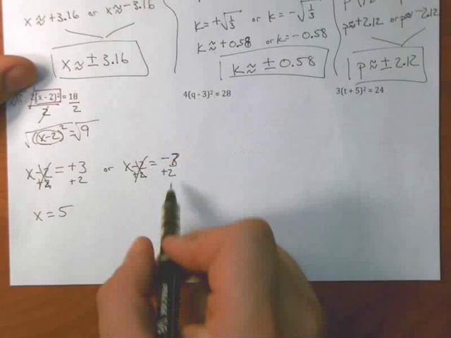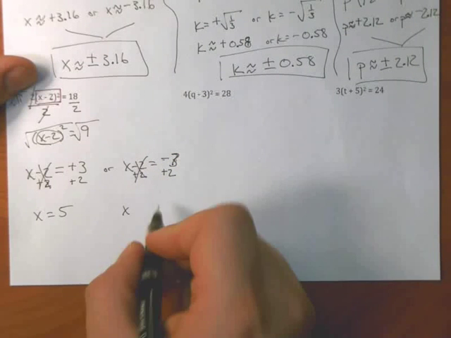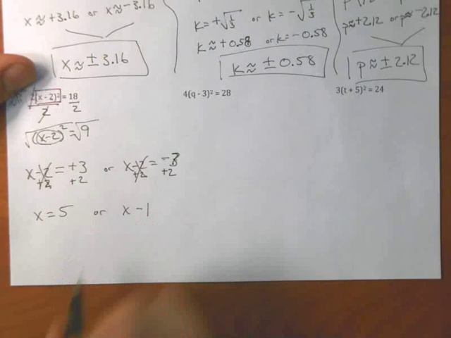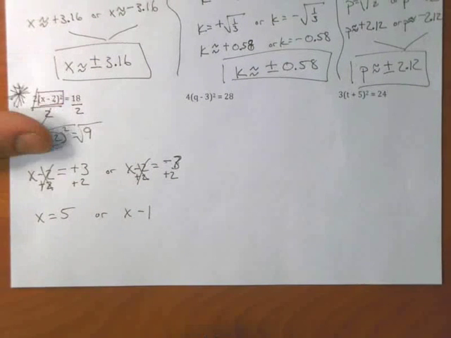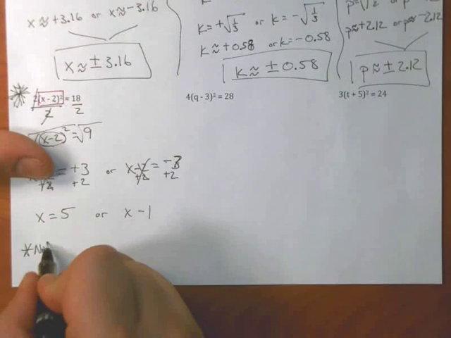So I add 2 to this one. So in this first case, x is 5. Or in this case, negative 3 plus 2 is negative 1.